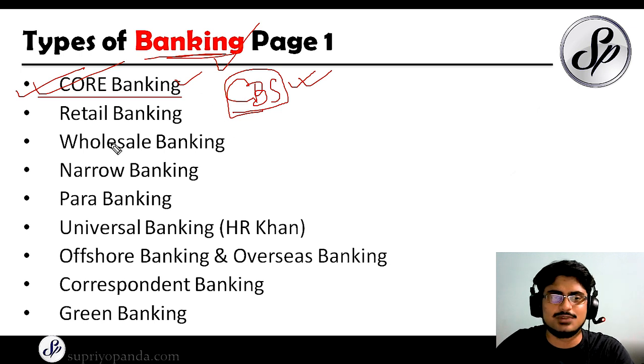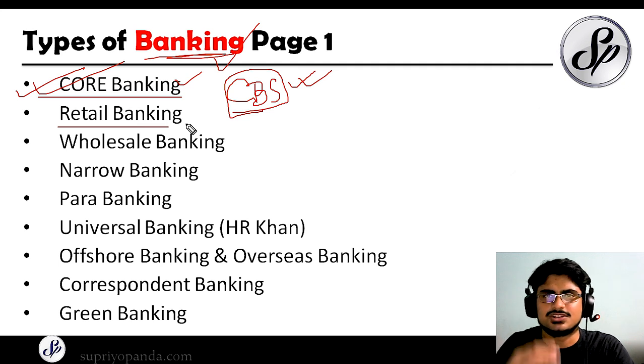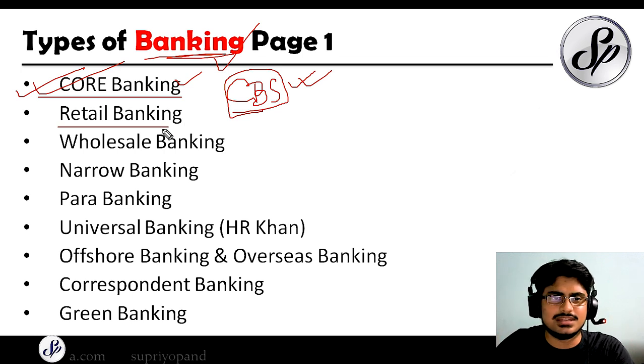And the second one is retail banking. Retail banking is also called consumer banking, and it covers all the normal banking activities that we engage in. If we go for a housing loan, a personal loan from the bank, or when we put our deposits in the bank and take cash from the bank, all those things come under retail banking. So retail banking is just banking for the common person.